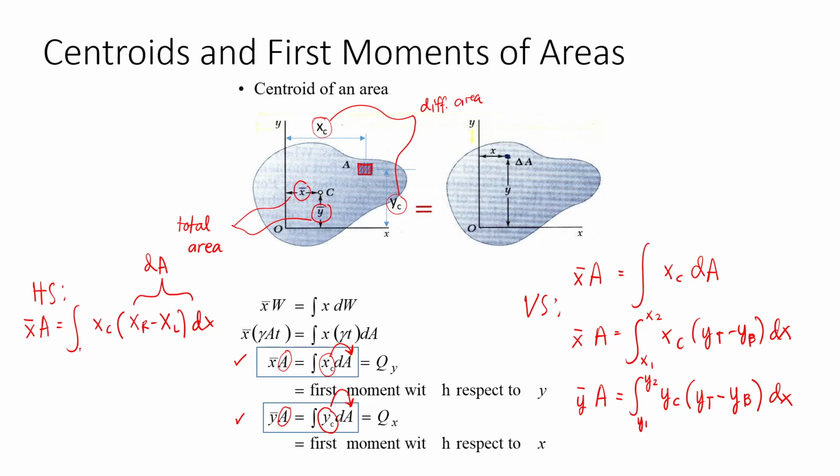Then this one will become from y1 to y2. And then bar y now for the horizontal strip. So this becomes from y1 to y2, then y sub c, then this becomes x right minus x left. This one is dy.